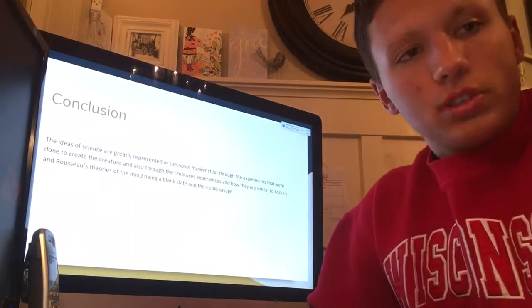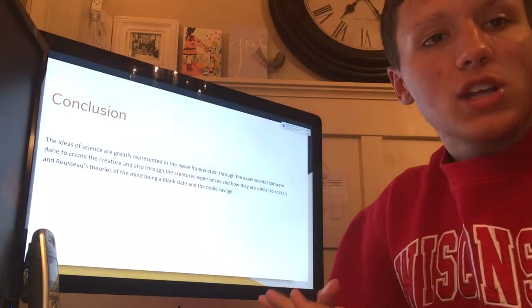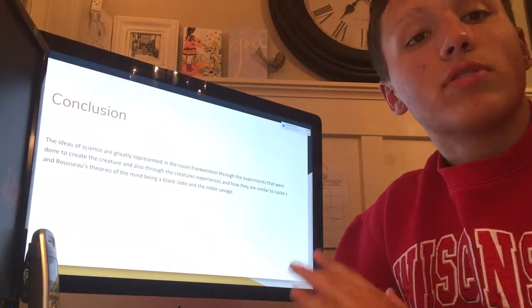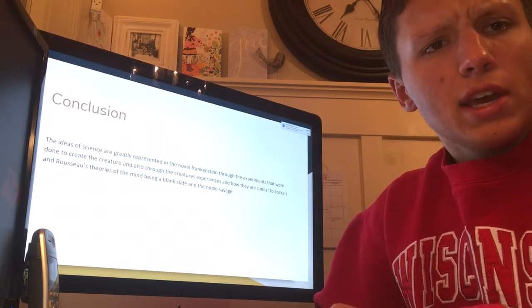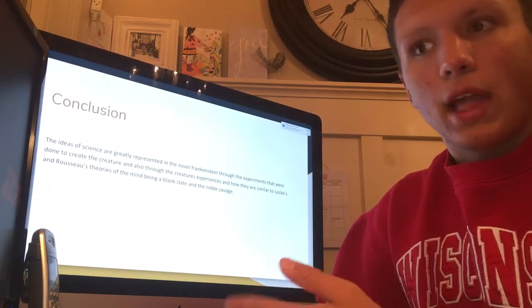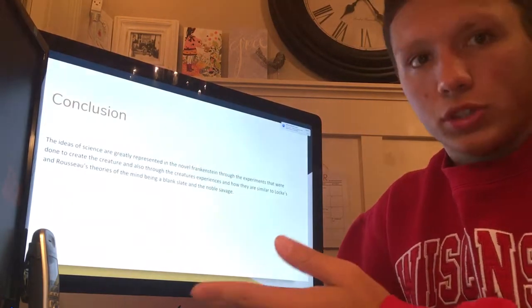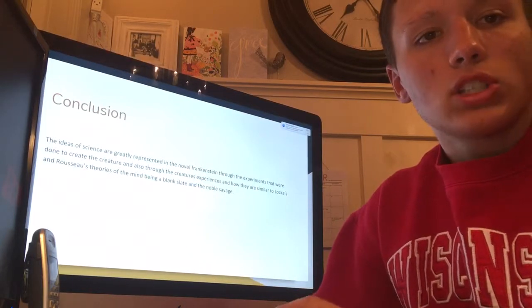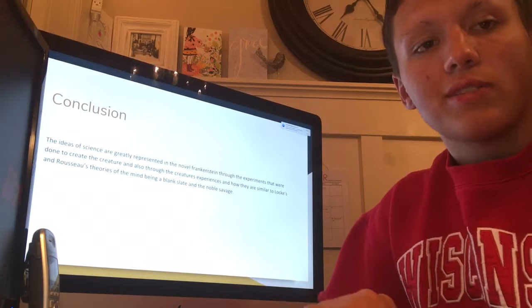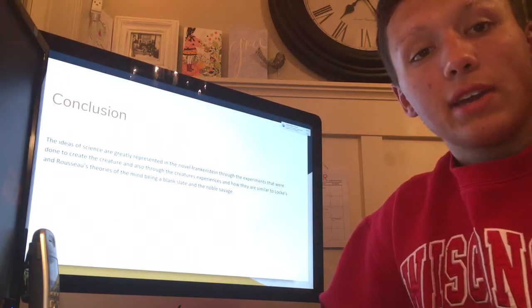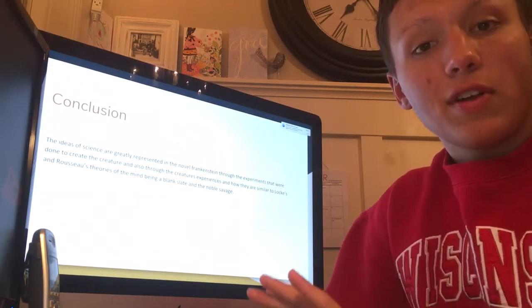Okay, so in conclusion, the ideas of science are greatly represented in the novel of Frankenstein through the experiments that were done to create the creature, which are starting to come into fruition today, and also the creature's experiences and how they're similar to Locke's and Rousseau's theories of the mind being a blank slate and a noble savage.